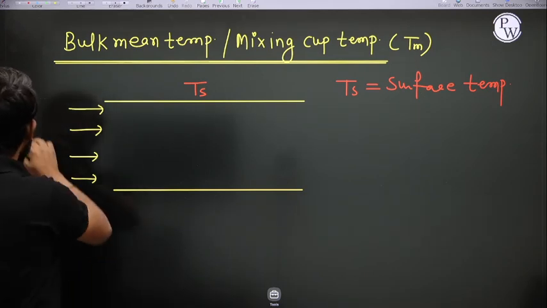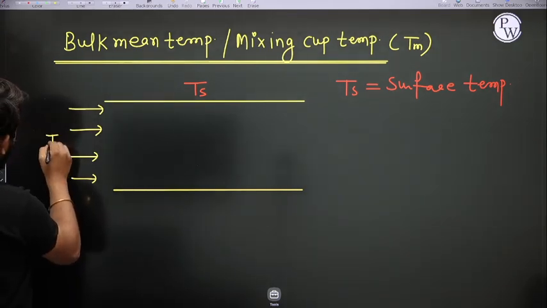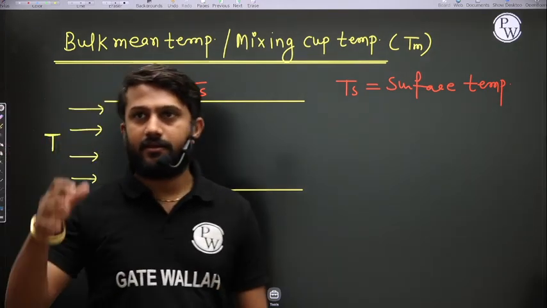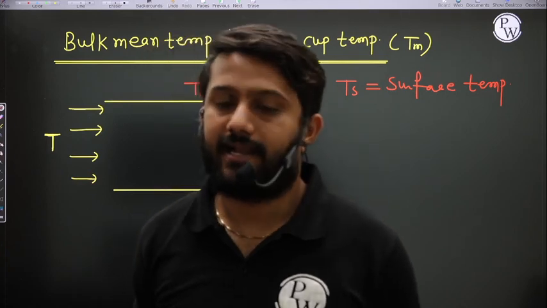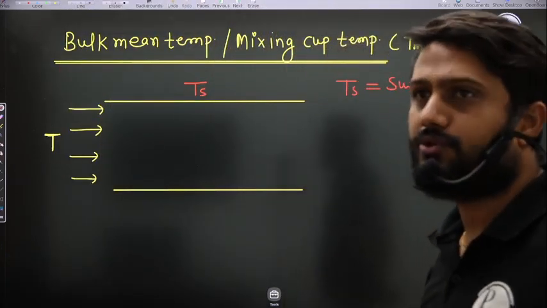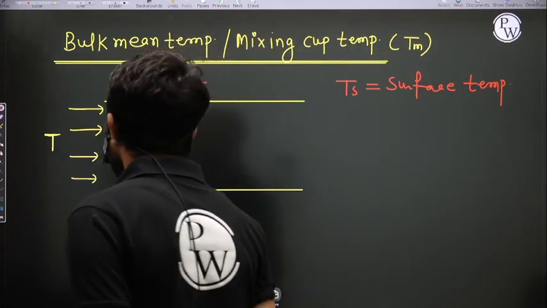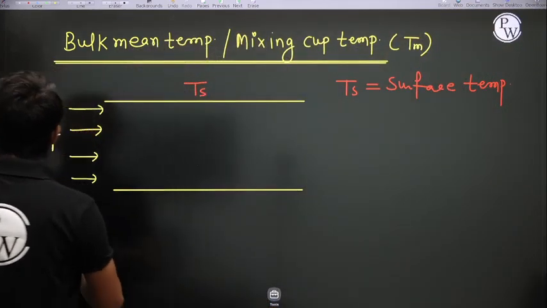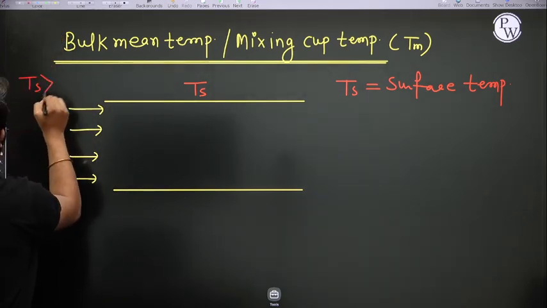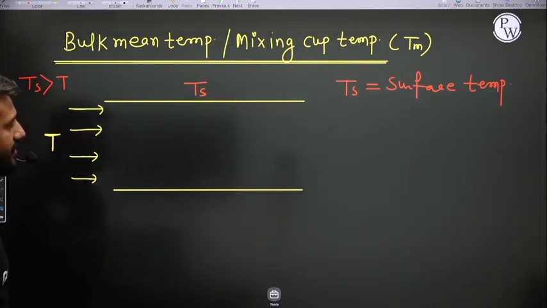So here also, let us assume the fluid inlet temperature is T. And I'm assuming here that T is less than Ts. Ts is greater than T, right? So heating of the fluid occurs because Ts is greater than T.